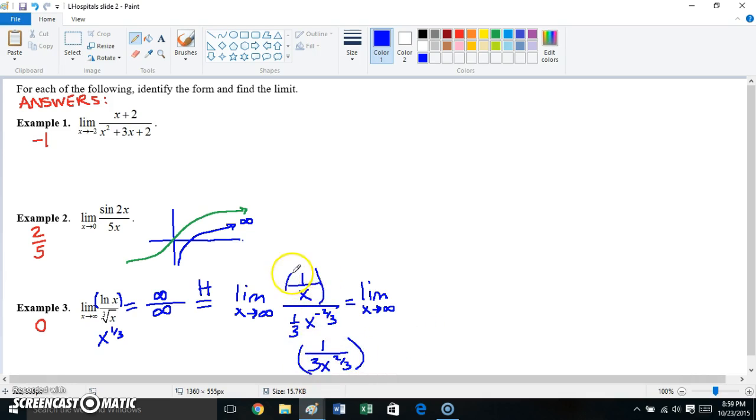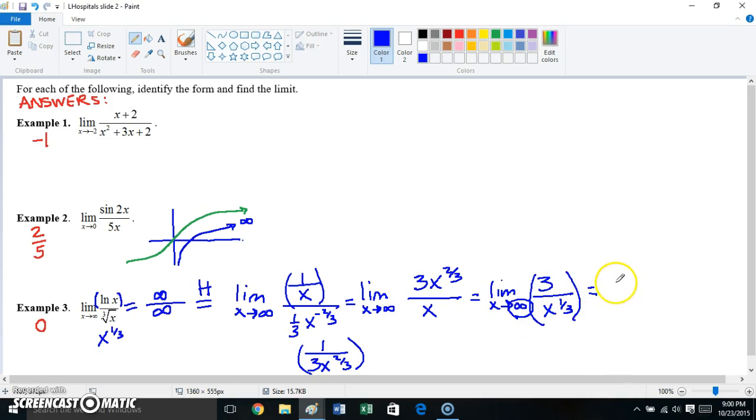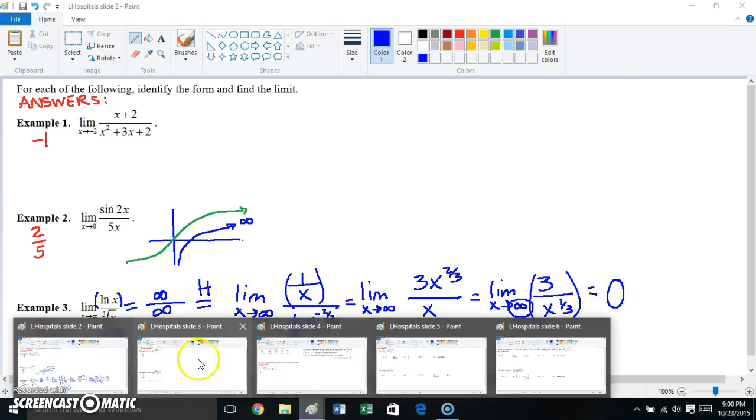And so when you divide fractions by fractions, you take the reciprocal and multiply. So this is going to turn out to be x to the 2/3 divided by x. All right, simplifying a little bit more, that's 3 over x to the 1/3. This time, as x goes to infinity, 3 divided by x to the 1/3 is going to approach 0. And there you go. That's the answer. All right, moving along.